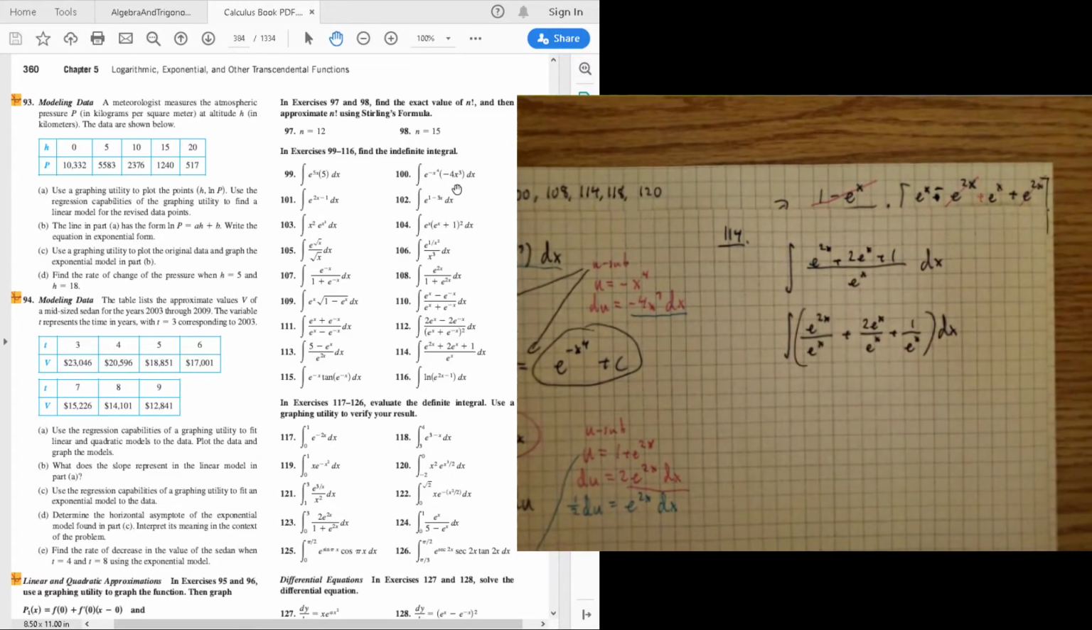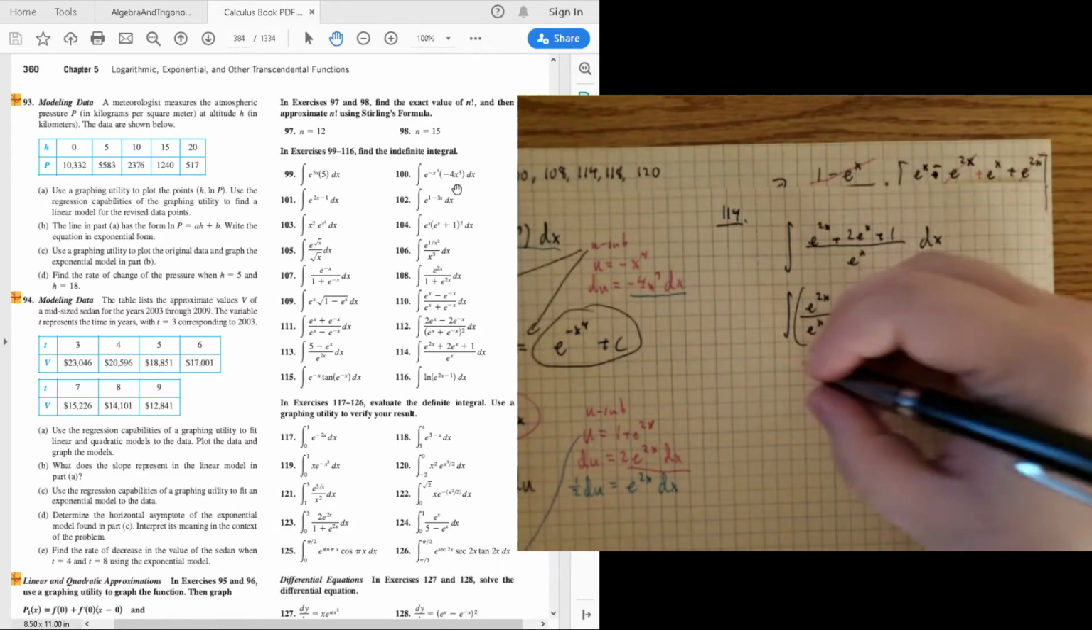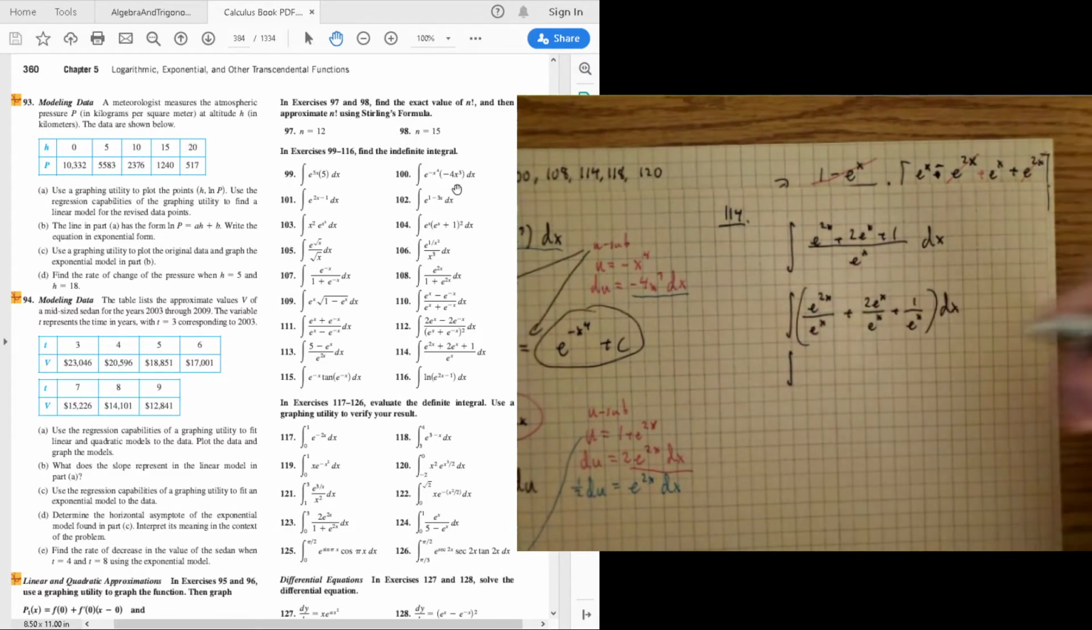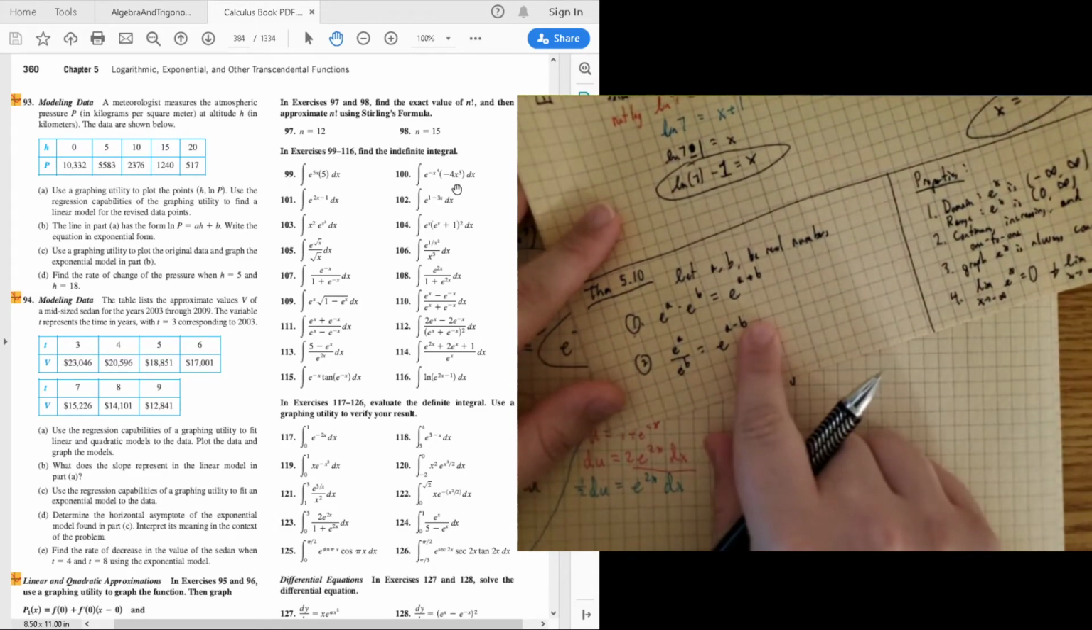And this is allowable. Notice that I can split the top apart, but you can never split the bottom. Now from here, I can actually simplify some. So let's talk about those properties one more time. If I have division of e's, the division of e's means subtract them.